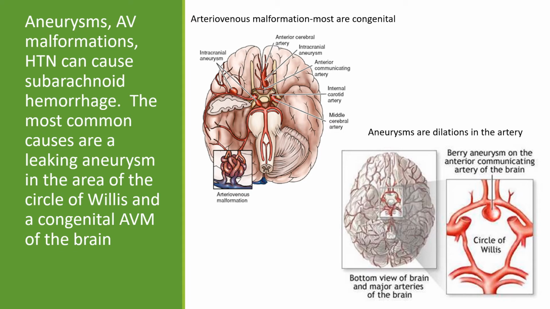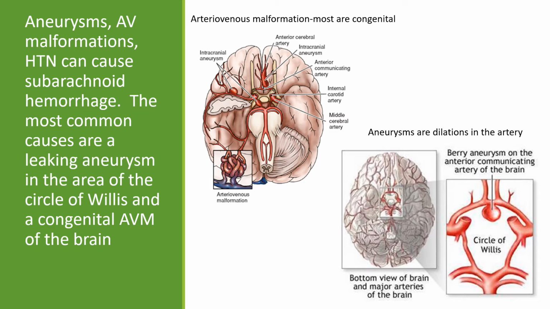Aneurysms and AV malformations and hypertension most often cause subarachnoid hemorrhage. That's the area and layer of the brain that they have hemorrhaging in. The most common cause is a leaking aneurysm in the circle of Willis. This is at the base of our skull, and it's kind of where all of the arteries start out and then they branch out. So there's a lot of bifurcations or branches. So this is a very common place to get an aneurysm.